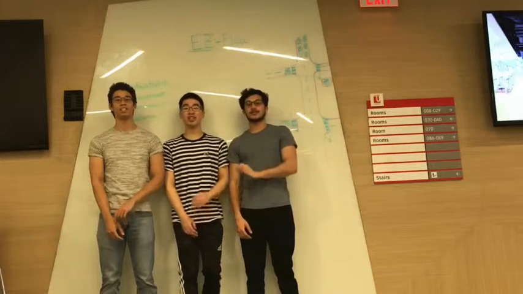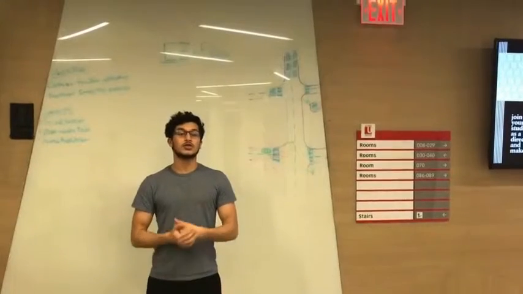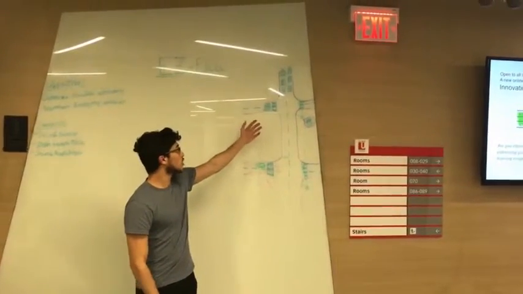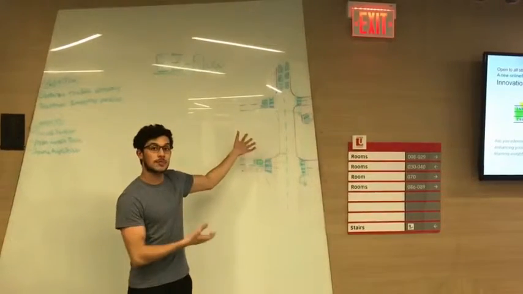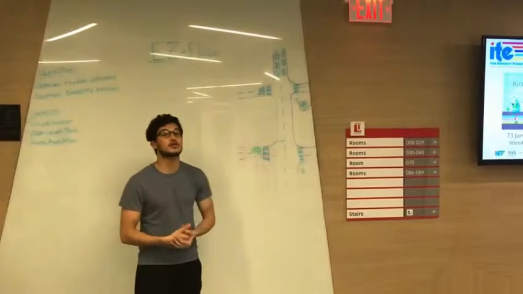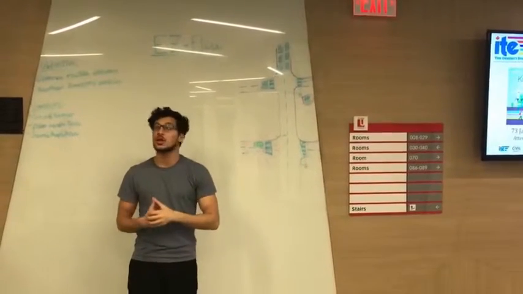And our project is Easy Flow. So the objective of our project is to optimize traffic flow so that it reduces the amount of congestion that happens in intersections, and also to prioritize emergency vehicles in an emergency situation.